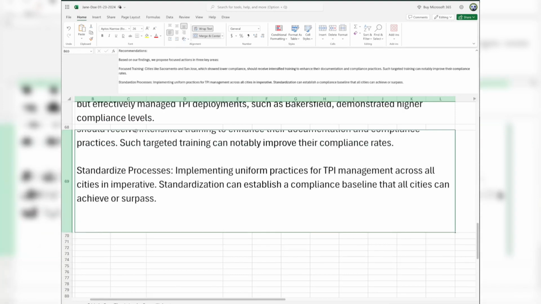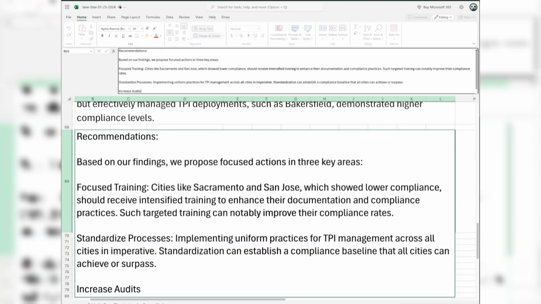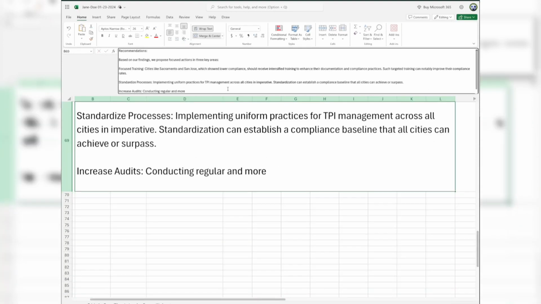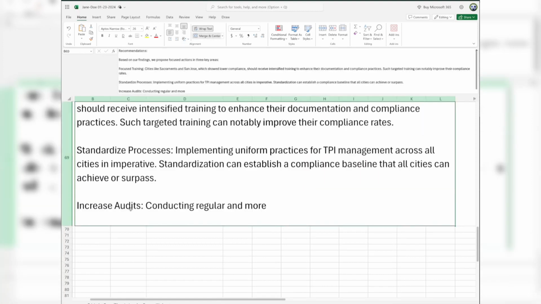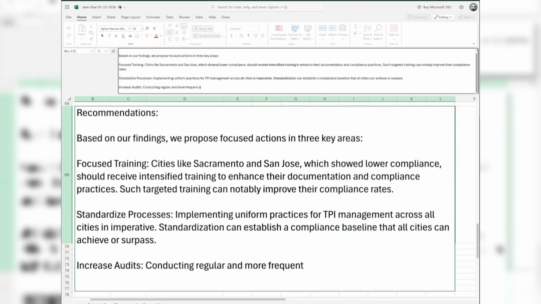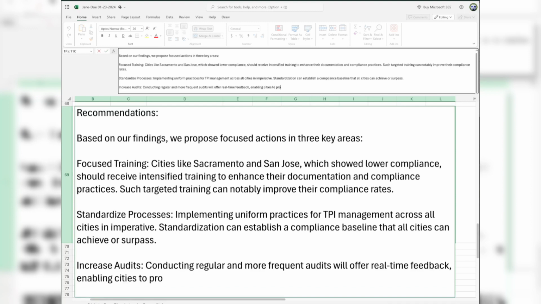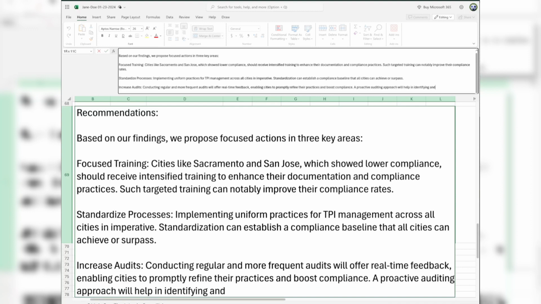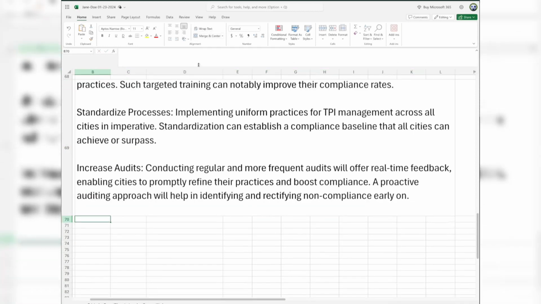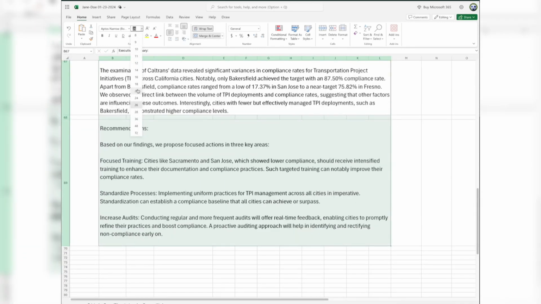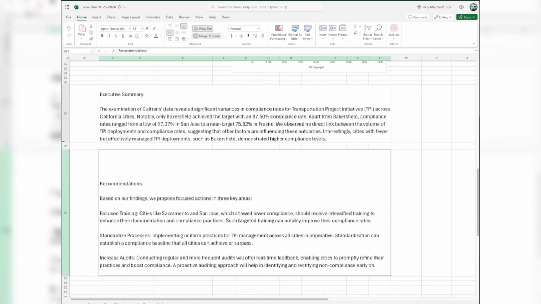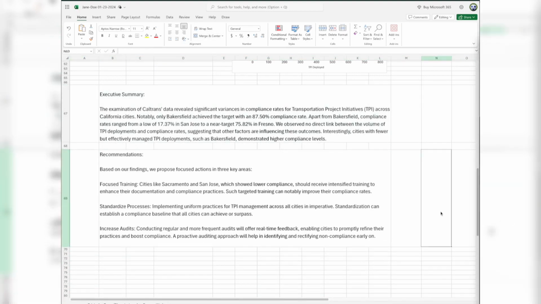Standardized processes. Implementing uniform procedures for TPI management across all cities is imperative. Standardization can establish a compliance baseline that all cities can achieve or surpass. Increase audits. Conducting regular and more frequent audits will offer real-time feedback, enabling cities to promptly refine their practices and boost compliance. A proactive auditing approach will help in identifying and rectifying non-compliance early on.